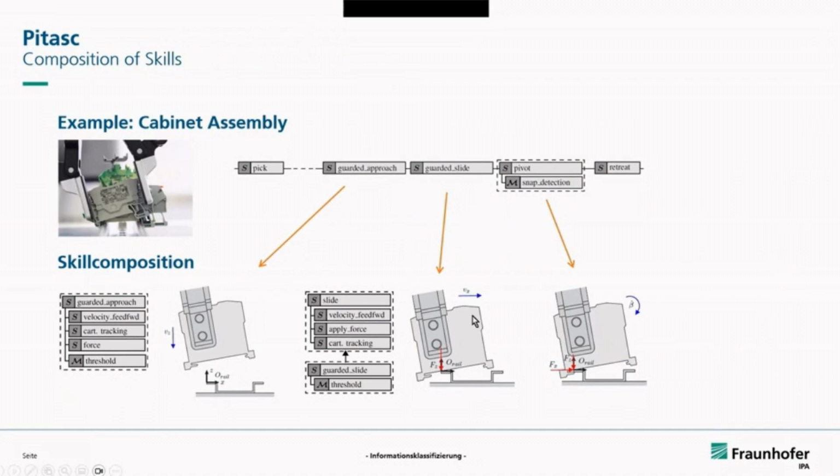For moving into contact, we can use a skill-guarded approach, which I outlined before. Then, also using a skill that I showed before, we can use a guarded slide to move across the surface until a certain force is shown. And finally, we can use the pivot skill with a monitor for snap fit detection to detect that the snap fit has happened.